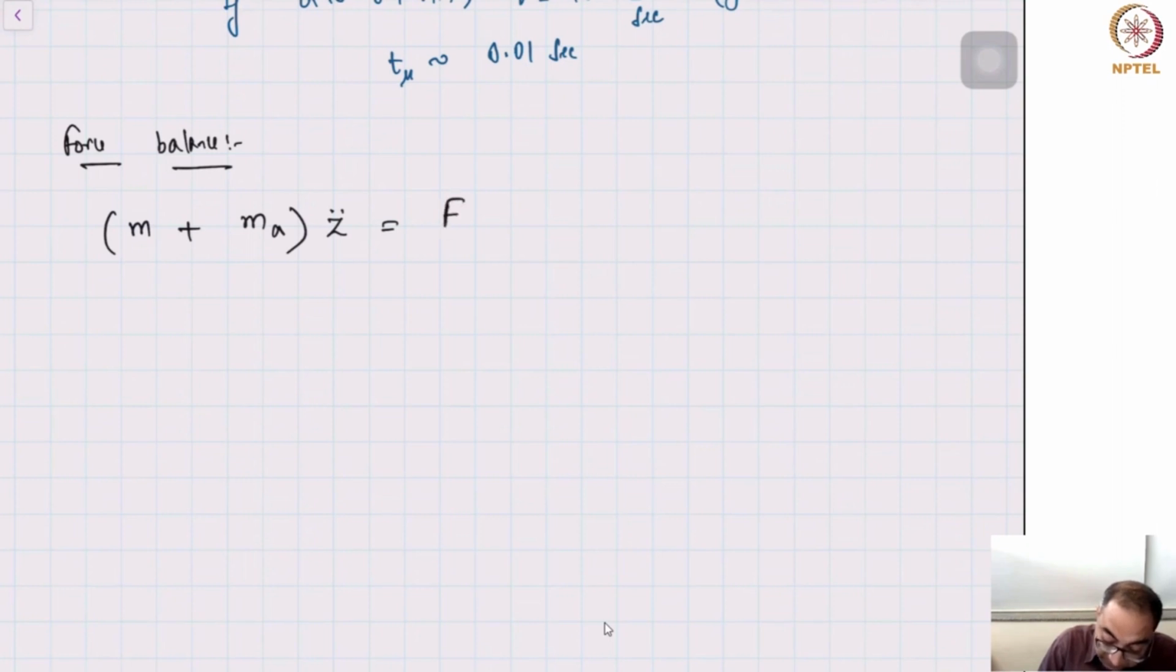Let's write down the driving force. Gravitational force is opposing. Viscous force is also opposing. And finally, we have a dynamic pressure, which is also opposing. Let's look at each of them. So let's start with surface tension force.